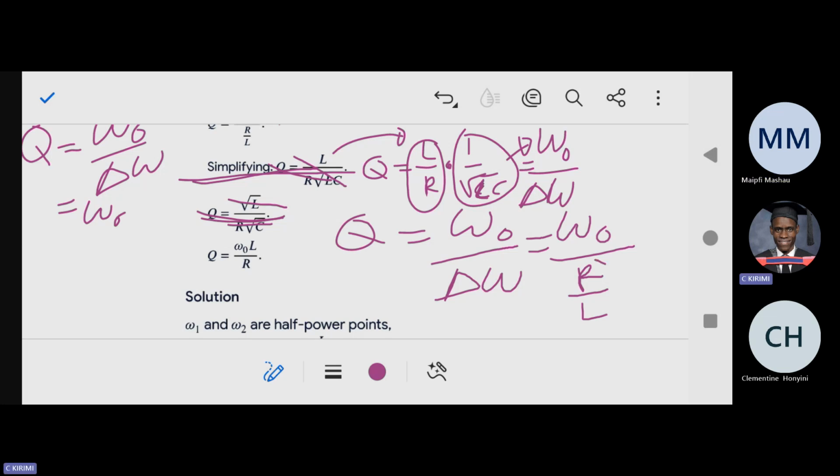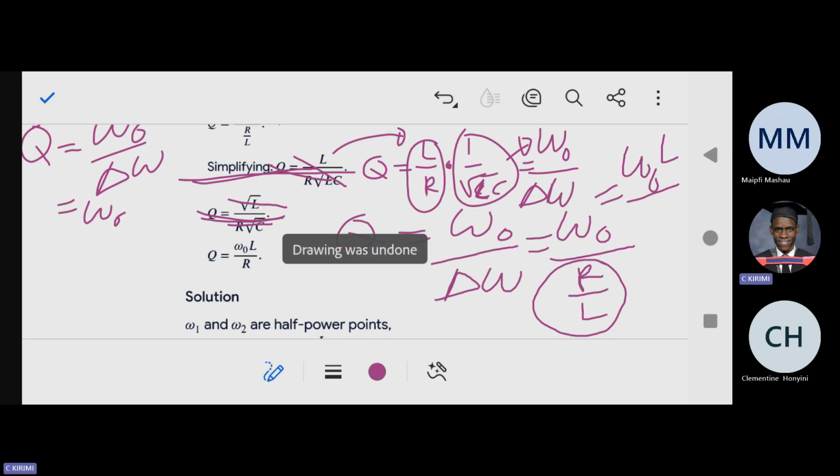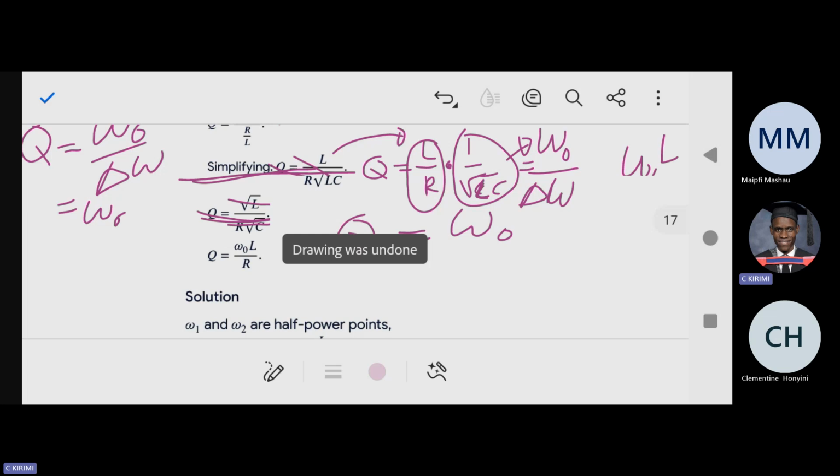Okay. And when you do the inverse here, then that's when you are going to have W naught, R is on the denominator. Any question? Must I repeat again? Still, it does not stick in.